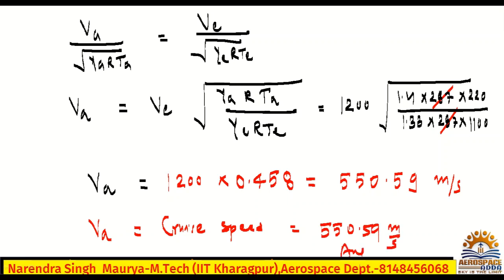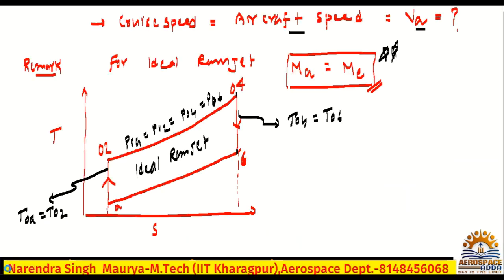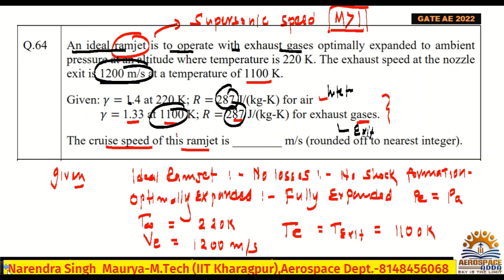This is the answer. Yes or no? I think this is a fill in the blank for the ramjet. So what is the speed? You need to write it rounded to the nearest integer. So 550.59, the nearest integer you can write is 550 or 551. Either is fine. This is your answer. You can write 550. All right.